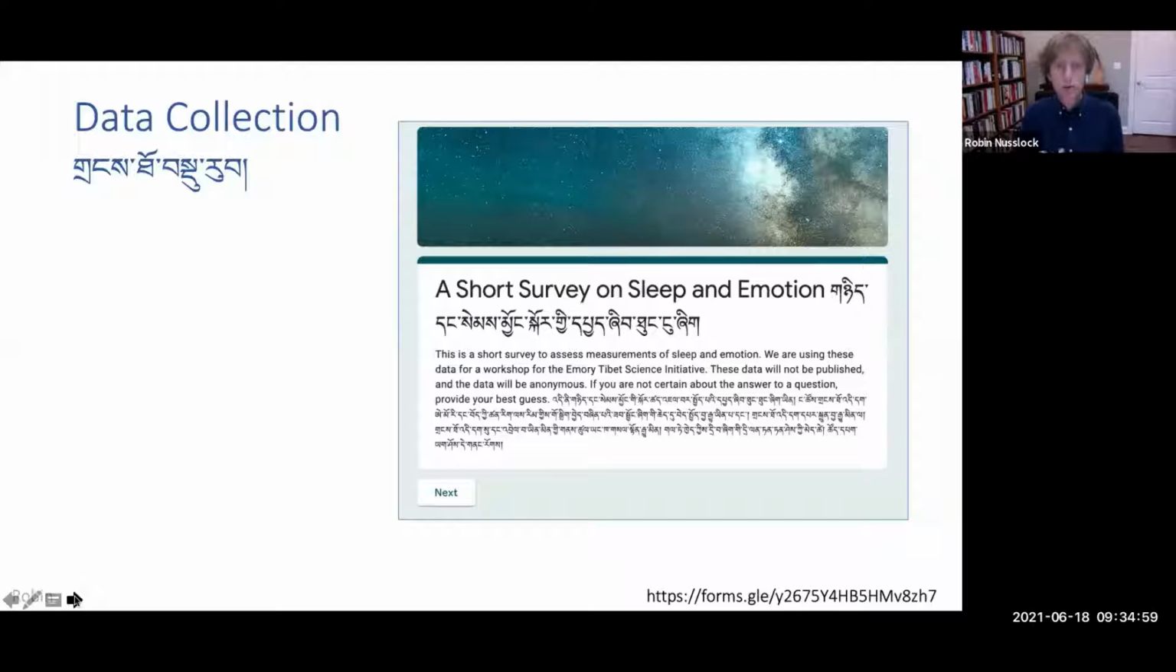And so you'll recall that the question that this particular study examined is what's the relationship between people's emotions or moods and the quality of the sleep that they've gotten over the past month.